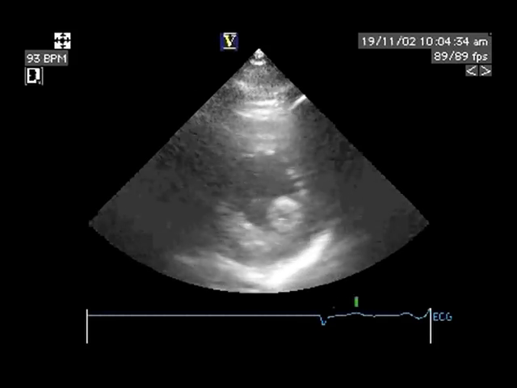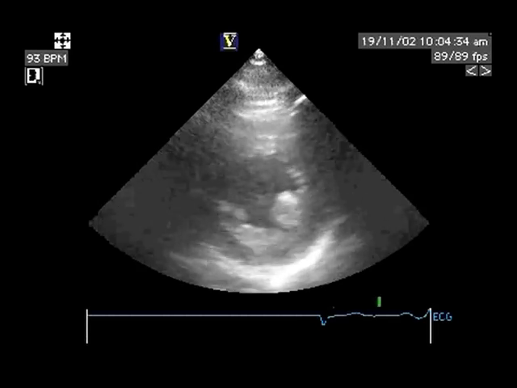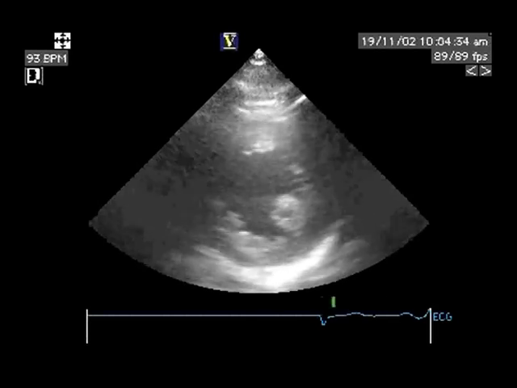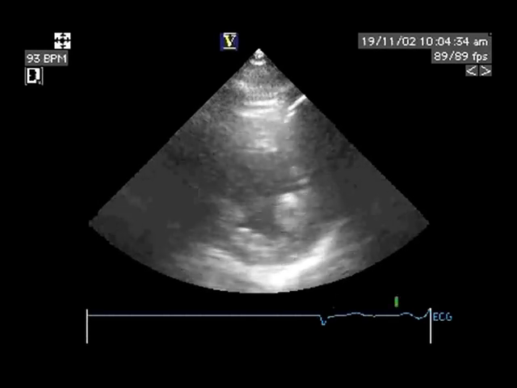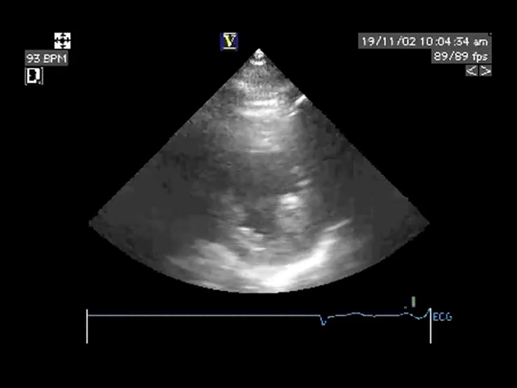Parasternal short-axis view at the midventricular level. The inferior wall contracts well. The anterior septum and anterior wall are akinetic, and the anterolateral wall is hypokinetic.